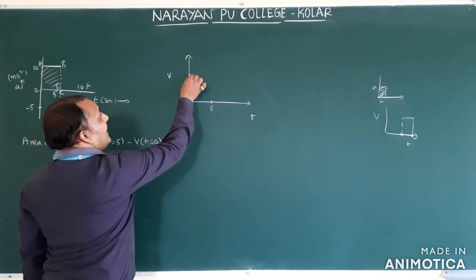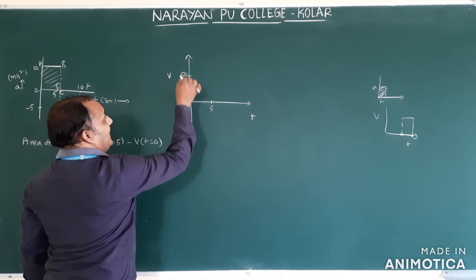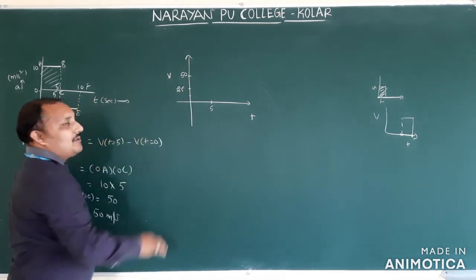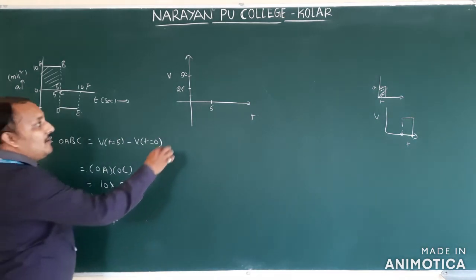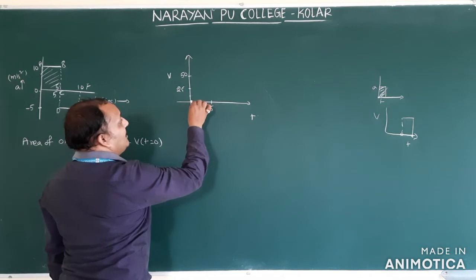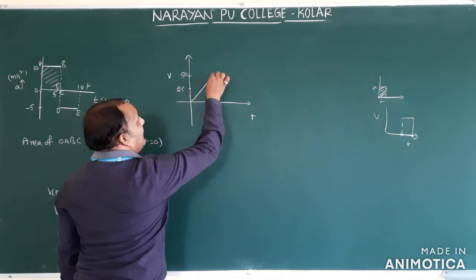50. Therefore, you can take somewhere here 50. Half of this one, 25. Half of this one, 7.5. Like that. Okay. So now the graph will be coming. Acceleration is constant. Therefore, velocity will be uniform. Uniform means it will be coming like this.